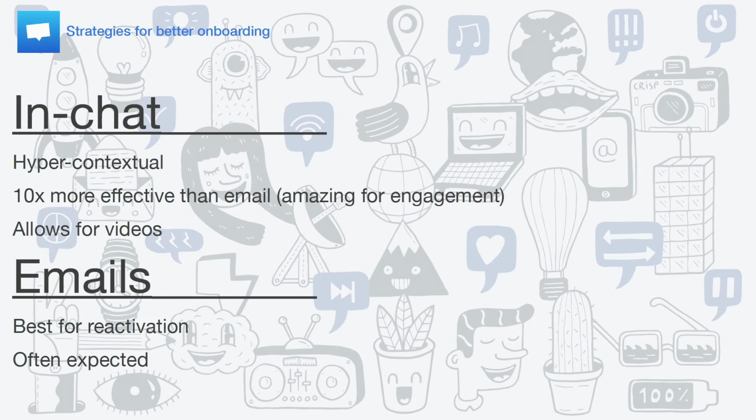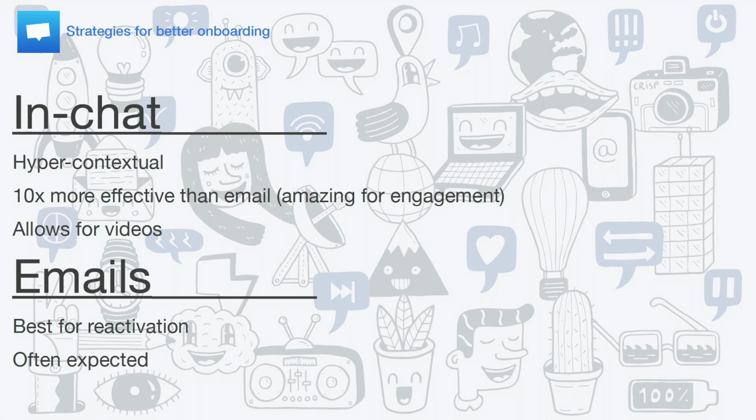So in-chat messages are hyper-contextual. It means that this is the best way for you to send the message right after a user has triggered a specific event. So for example, if a user has just created a help desk or has just added a product to a cart and that you want to send him a message, do not send this message over email, right? Send this message over chat because it will help you to be much more contextual, and as a result, it's 10x more effective than email. So it's amazing for engagement, right?